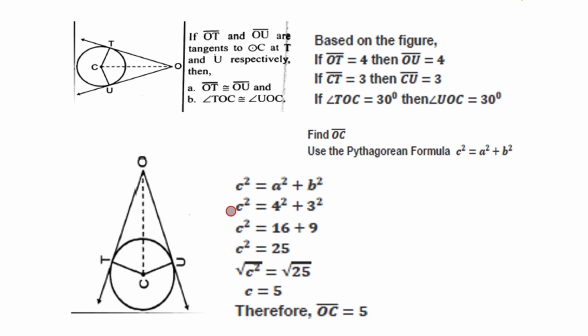So in this case, gamit tayo ng C squared is equal to A squared plus B squared. So therefore, C squared is equal to 4 squared plus 3 squared. So saan galing yung 4? Ito yun. Yung OT natin ay 4, then yung dito ay 3. So 4 squared is 16, then 3 squared is 9. Add this two, 16 plus 9 ay 25. Then take the square root of both sides. So square root of 25 is 5. So therefore, yung OC natin ay magiging 5.